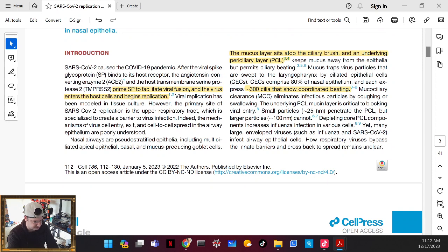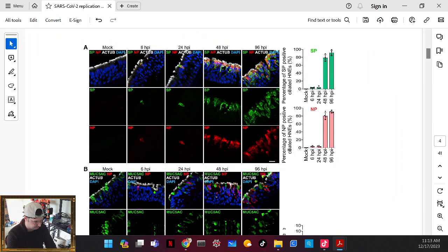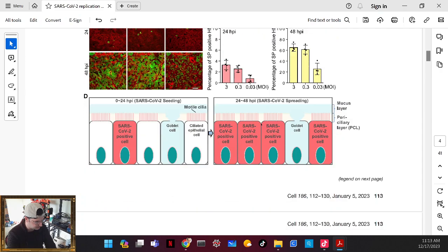The pericellular layer, PCL, mucin layer is critical to blocking viral entry. Small particles, less than 25 nanometers, very small, penetrate the pericellular layer, but larger particles cannot. COVID is small, so it can penetrate the PCL, theoretically. And they're not sure how COVID and things like influenza can infect airway epithelial cells. But that's what we get for our neat little organoids.